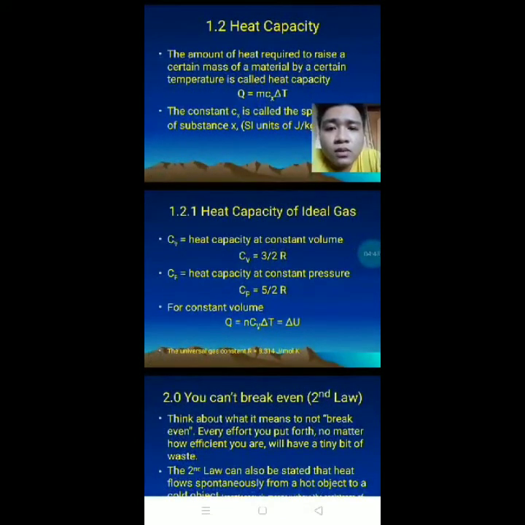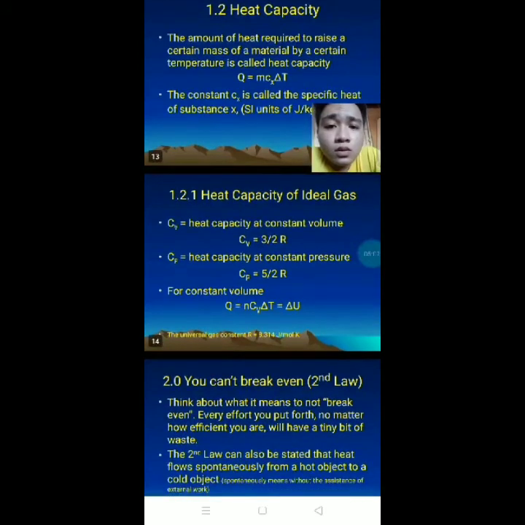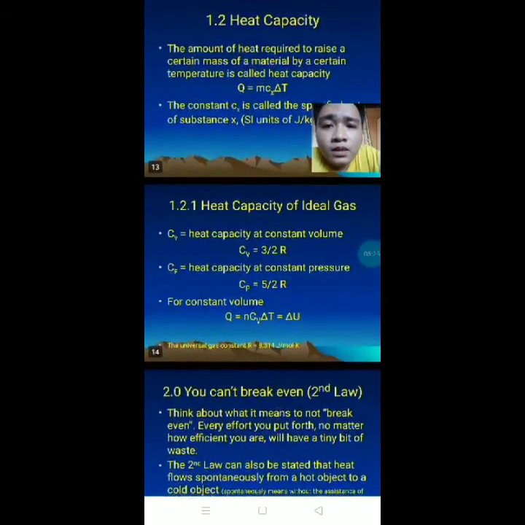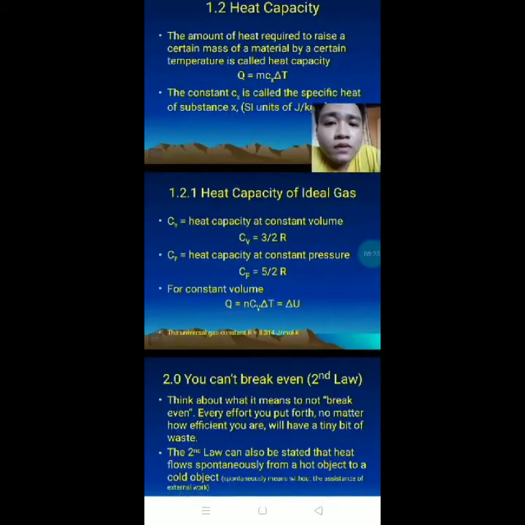Heat capacity. Heat capacity is the amount of heat required to raise a certain mass of material by a certain temperature. Q equals m c_x ΔT. The constant c_x is called the specific heat of substance x, with SI units of J/(kg·K).